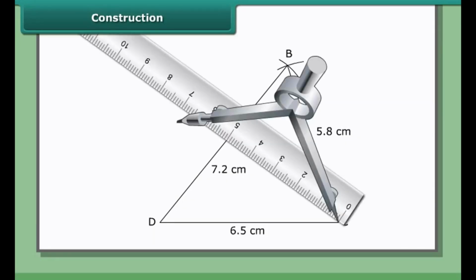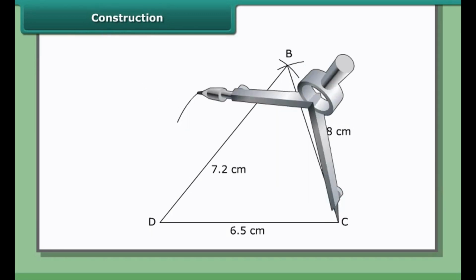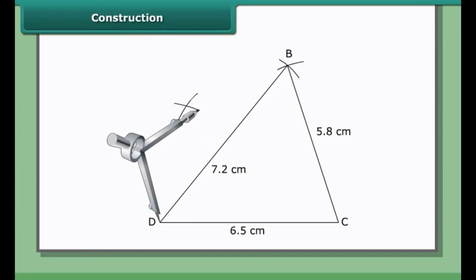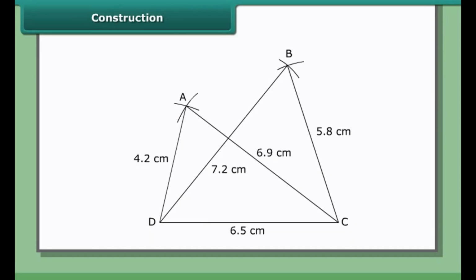Constructing ACD. With C as center and radius as 6.9 cm, draw an arc on the same side of DC. With D as center and 4.2 cm radius, draw another arc to cut the previous arc at A. Join CA and DA. Join AB. Then ABCD is the required quadrilateral with diagonals AC and BD.